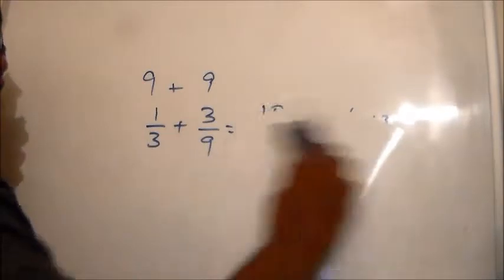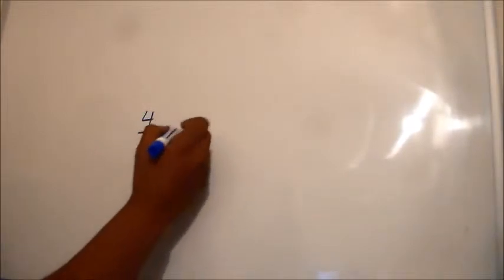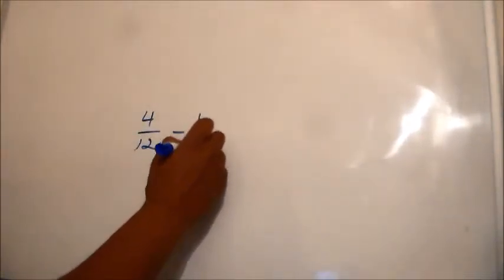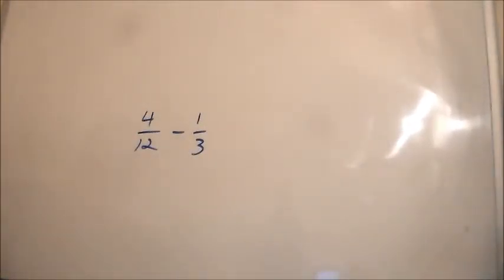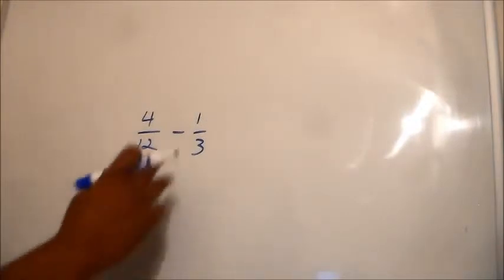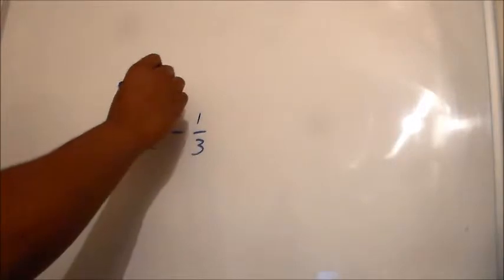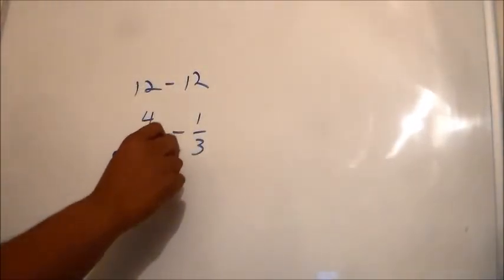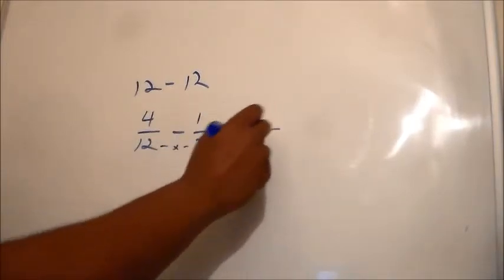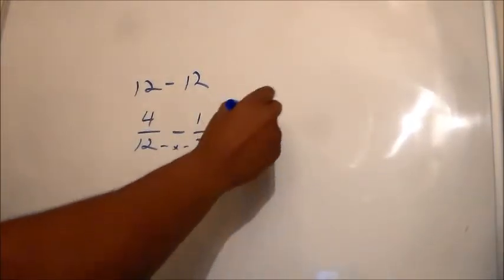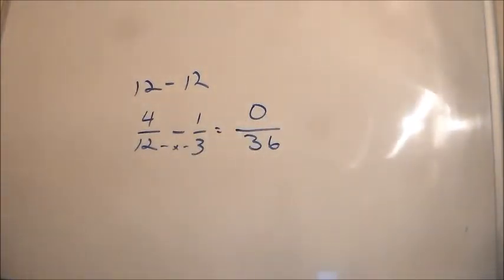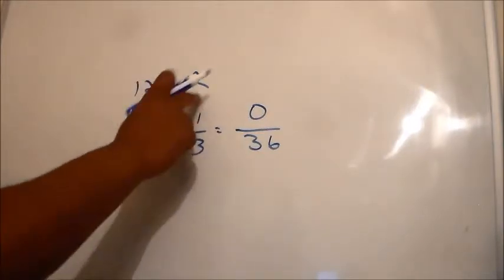Now, if something weird happens, like in this next question, let's say they gave us 4/12 minus 1/3. You go, wow, okay. You apply the method. You say 3 times 4 is 12, minus 12 times 1 is 12, and then we multiply the denominators, and we get 36 in the denominator and 0. Because 12 minus 12 is 0.